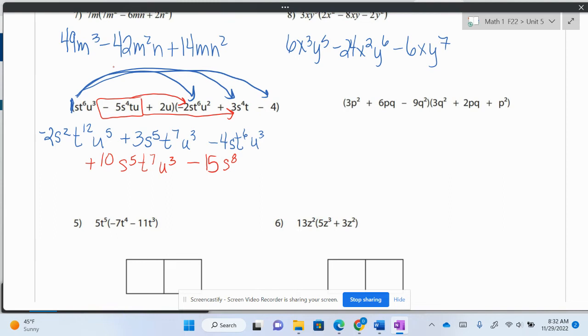T times t is t squared. And there's no u in that, so that u just comes along for the ride. And then when I take that -5s to the 4th tu and multiply it by the very last term, -5 times -4 is a +20. And then just repeat the s to the 4th t.